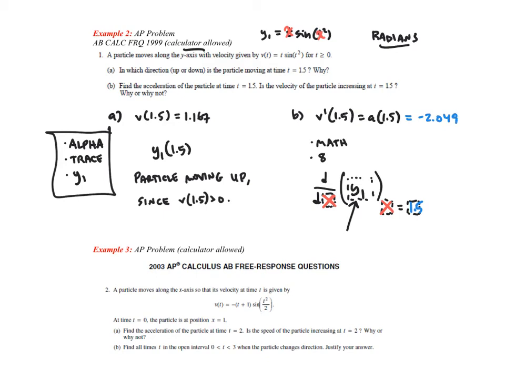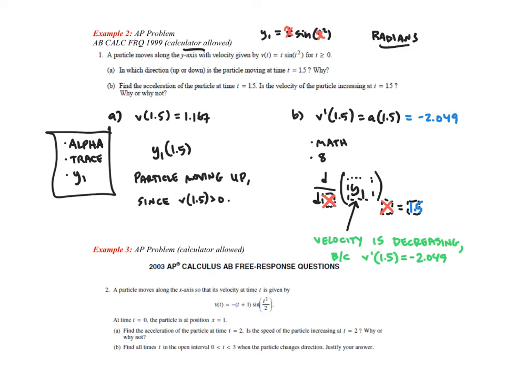Question is asking, is the velocity of the particle increasing? Why or why not? And we would say that the velocity is decreasing. It's not asking about the speed increasing or decreasing, so I'm not worried about the signs of velocity and acceleration. The velocity is decreasing because v prime at 1.5 is equal to negative 2.049.